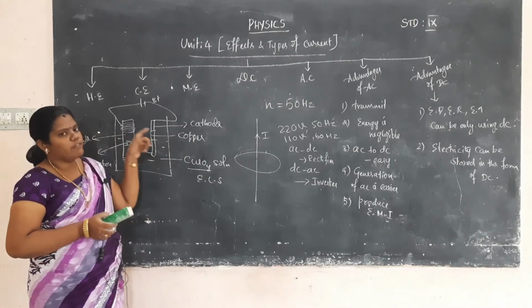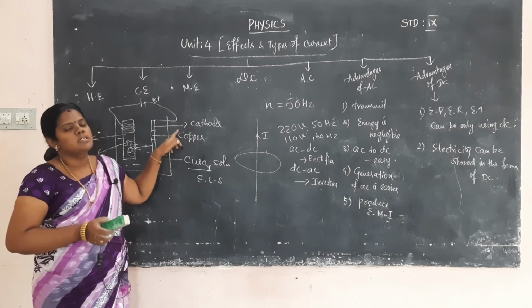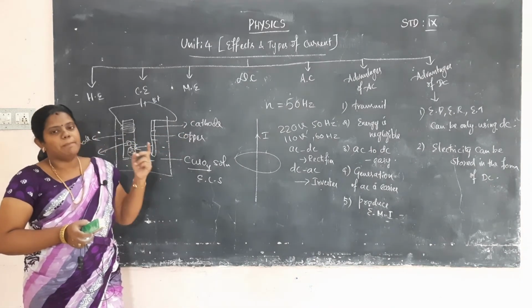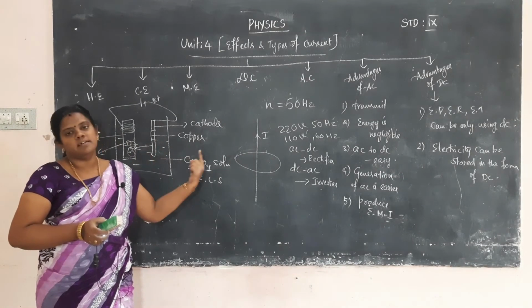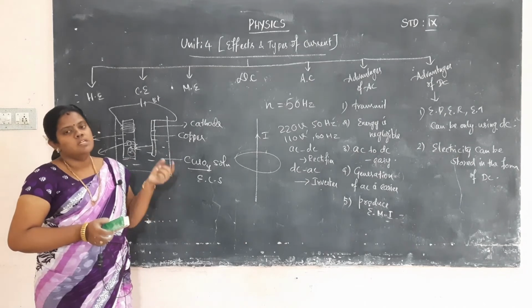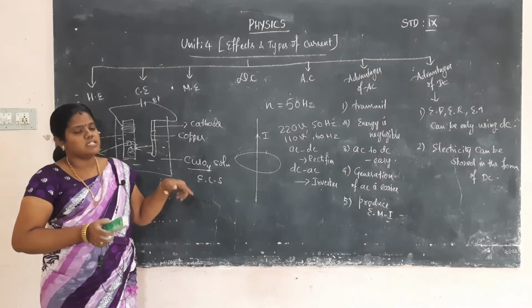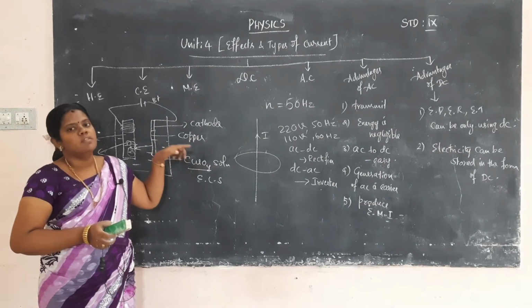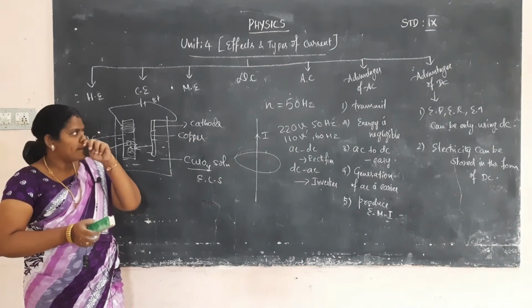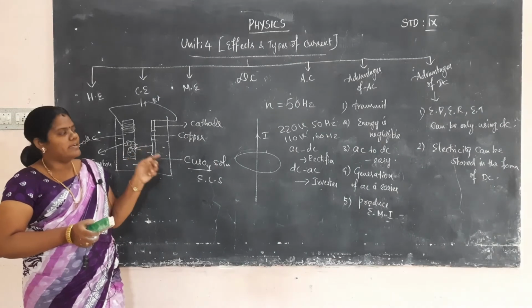And the magnetic effect of current. Magnetic effect of current means that when current flows through a conductor, a magnetic field is created surrounding the current flowing in the conductor. The magnetic effect was explained by Oersted, and the direction is given by the right-hand thumb rule. The direction of current is explained by the right-hand thumb rule.